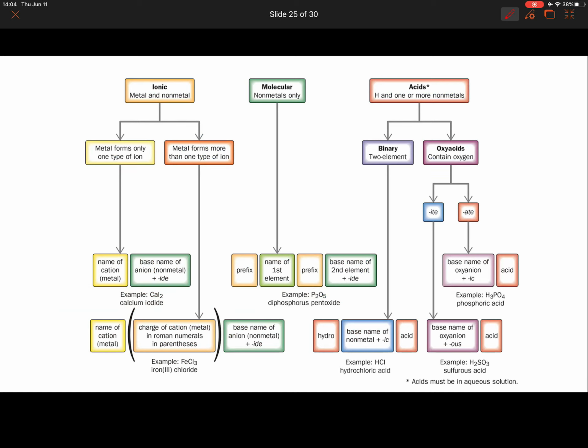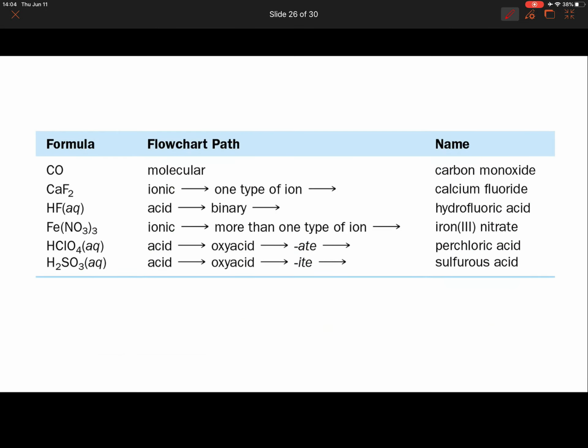All right, so this is the flow chart. Basically shows you all of the acids and how to name them. Okay, and here's one more. This one gives you examples of a formula. Kind of shows you how you would go through naming it. Molecular, both nonmetals. Ionic, metal and a nonmetal, if it's got one type of ion. An acid, binary. Here's another ionic. This one has more than one type of ion, right? Iron versus calcium. So main group versus transition. And then oxyacids in ate and ite endings.